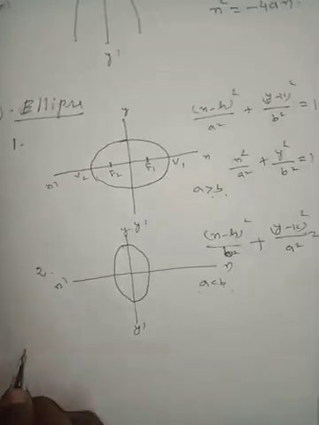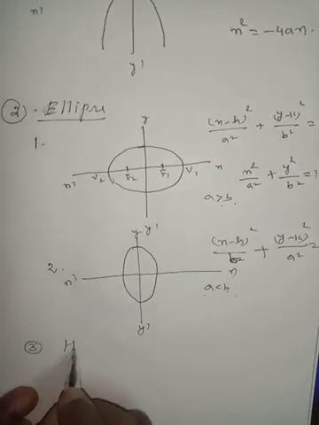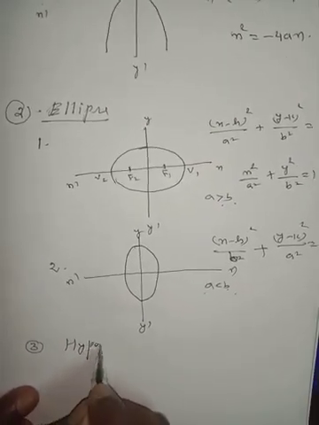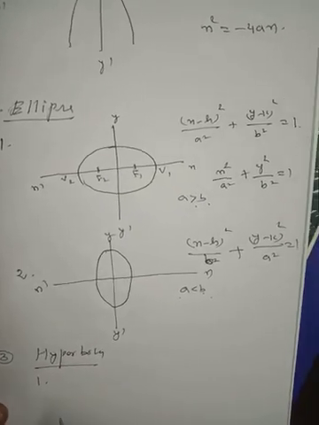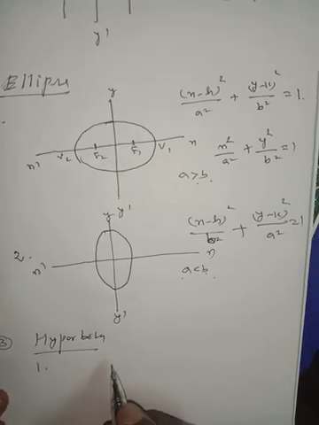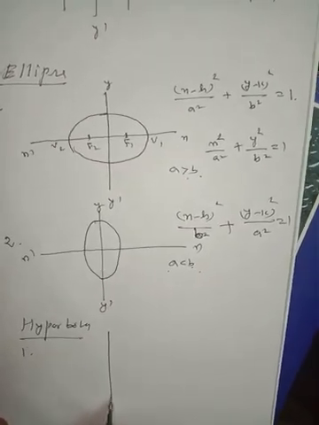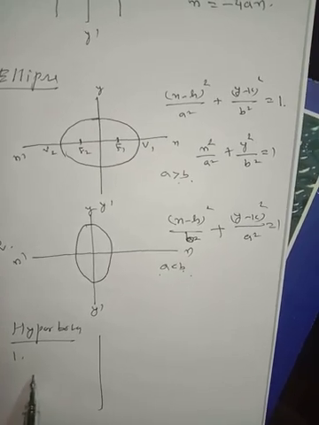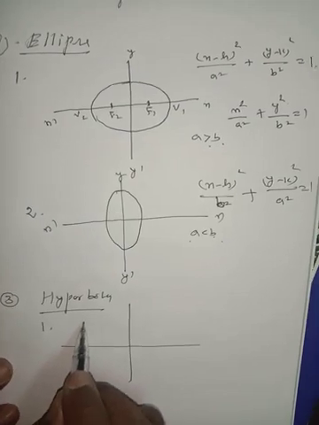Number 3, hyperbola. Hyperbola, there are two types. One is transverse axis along x-axis. The x-axis is called the transverse axis. Transverse axis along x-axis.